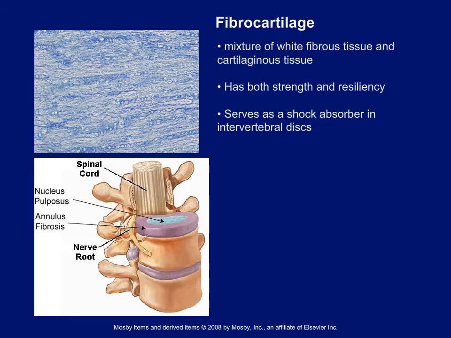And this is where it serves as a shock absorber. So you're jumping around, moving from side to side. The purpose of these intervertebral discs is to prevent bone from crushing into bone. And so they act as miniature shock absorbers to prevent one vertebrae from colliding into another.